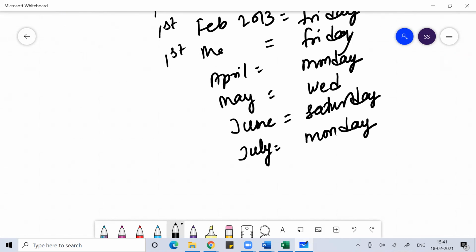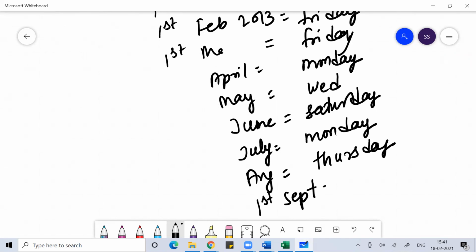Then June has 30 days, so 1st July is Monday. Then July and August, 1st August would be plus 3, which means Thursday. So 1st August 2013 was Thursday. August has 31 days, so Thursday plus 3 means Sunday. So 1st September was Sunday.